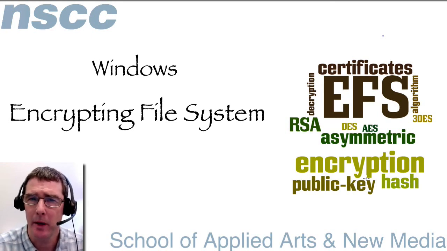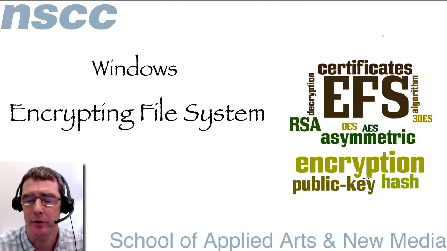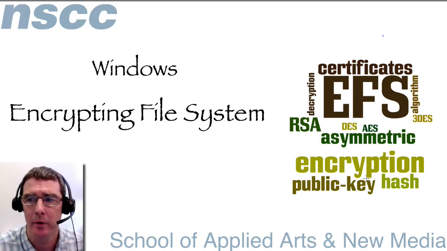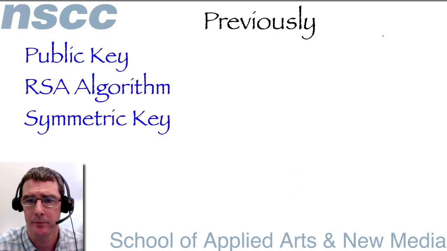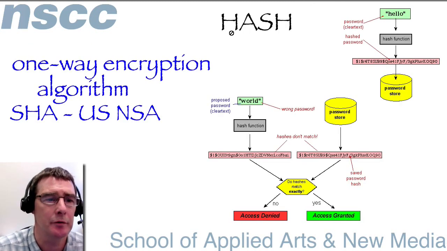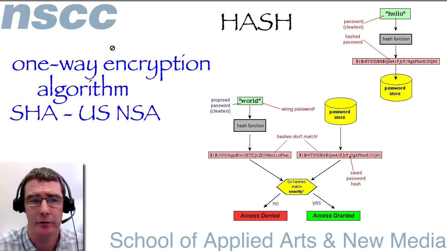The benefit of symmetric key encryption is that the encrypt and decrypt times on blocks of data are about 100 to 1,000 times faster than in public key systems. So we're going to see the benefit of this in a few minutes. But to start our discussion, we're first going to talk about hash and hash functions, because hashes are used in the EFS system.